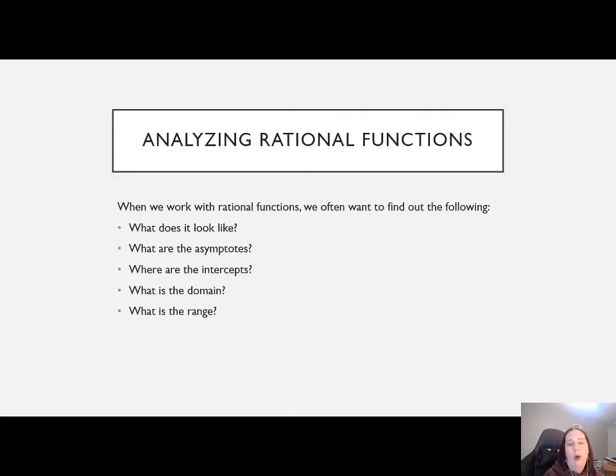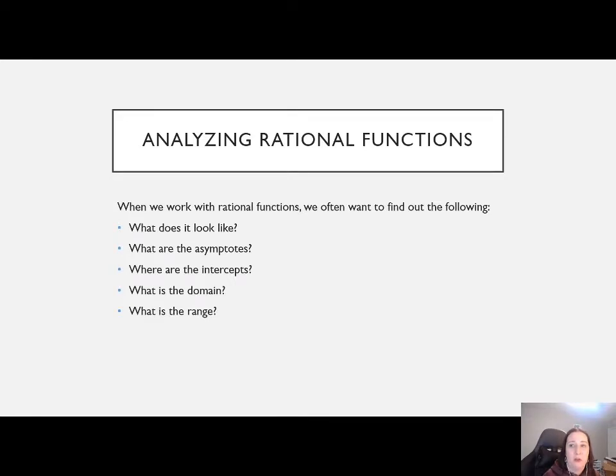So a lot of times you're asked to analyze a rational function. Analyzing something is really figuring out what all the pieces mean. When we're doing this with rational functions, we're often looking at, well, what does it look like when we graph it? What's the general shape? Where are the asymptotes and what are the asymptotes? You'll learn what those are. Where are the intercepts, the x and y intercepts? What is the domain and what is the range? Those are the typical things when you're asked to analyze rational functions.